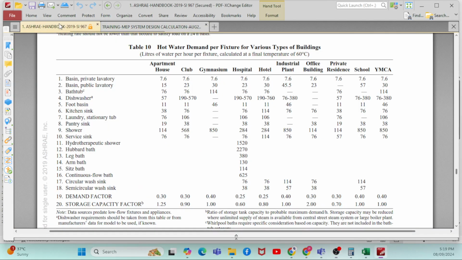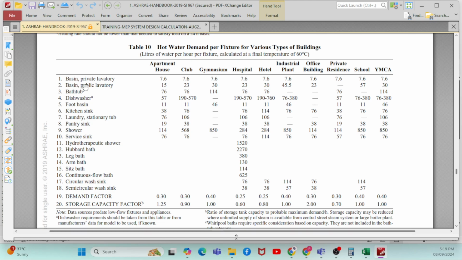If you go to the ASHRAE standard, here you can see the hot water demand per fixture for various types of buildings. Whenever you calculate the water heater, you are going to calculate the capacity, like what is the heating capacity required for that particular water heater, and the total storage. So we are going to calculate the capacity for the water, how much we are going to store.